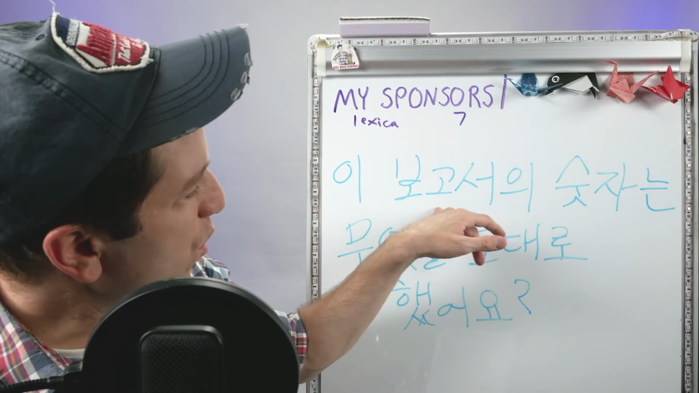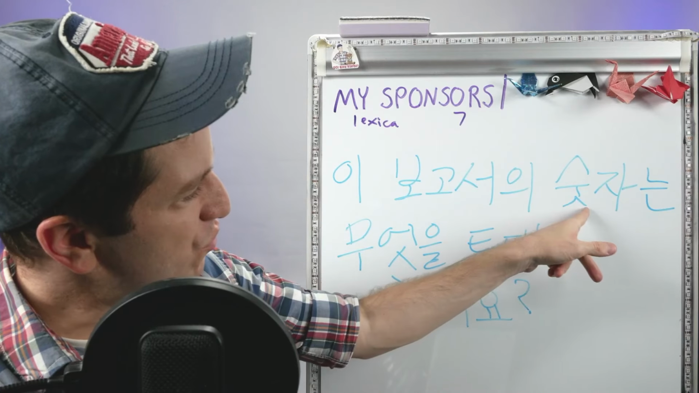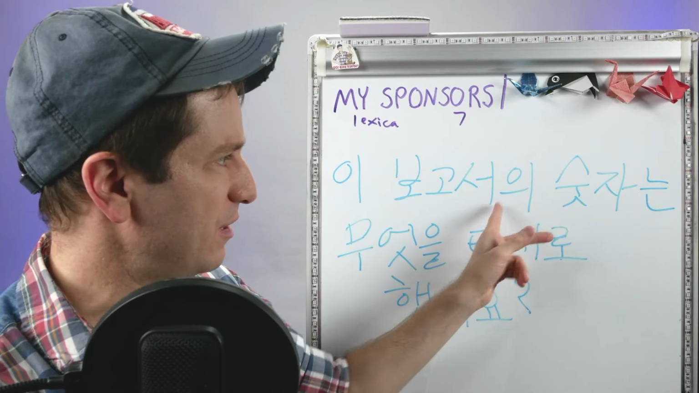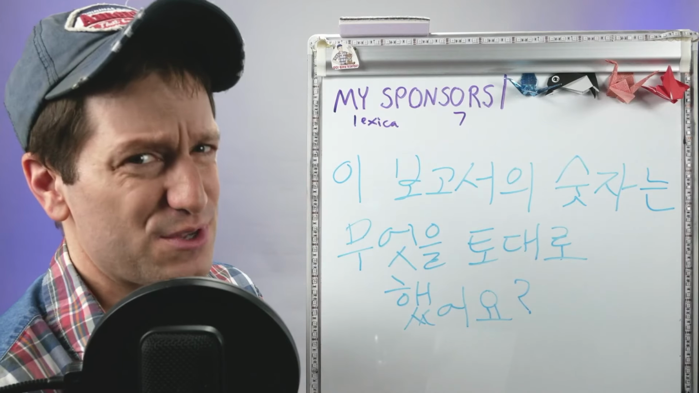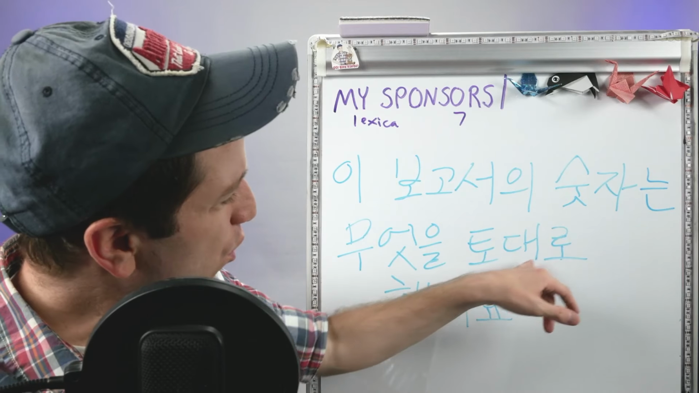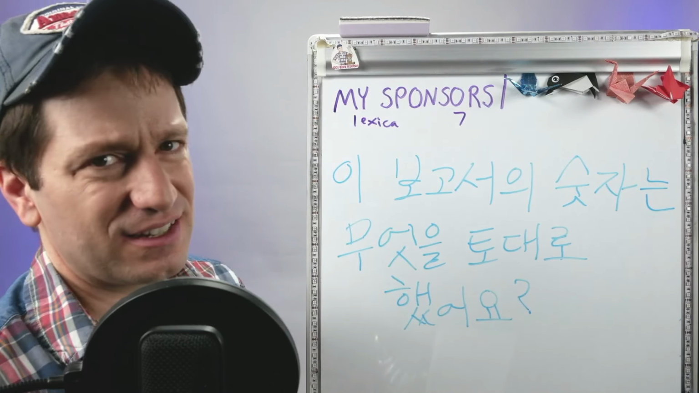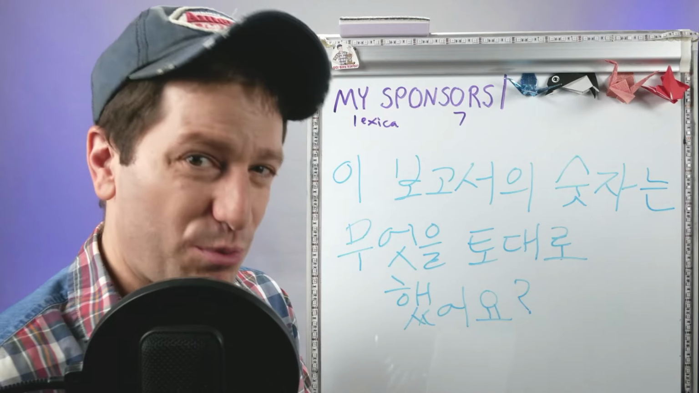이 보고서 is a report. So this report, 의 숫자. So the numbers of this report. So let's talk about the numbers of this report for a second, okay? What? 무엇을 토대로 했어요? So what did you base them on? What did you base the numbers of this report on?